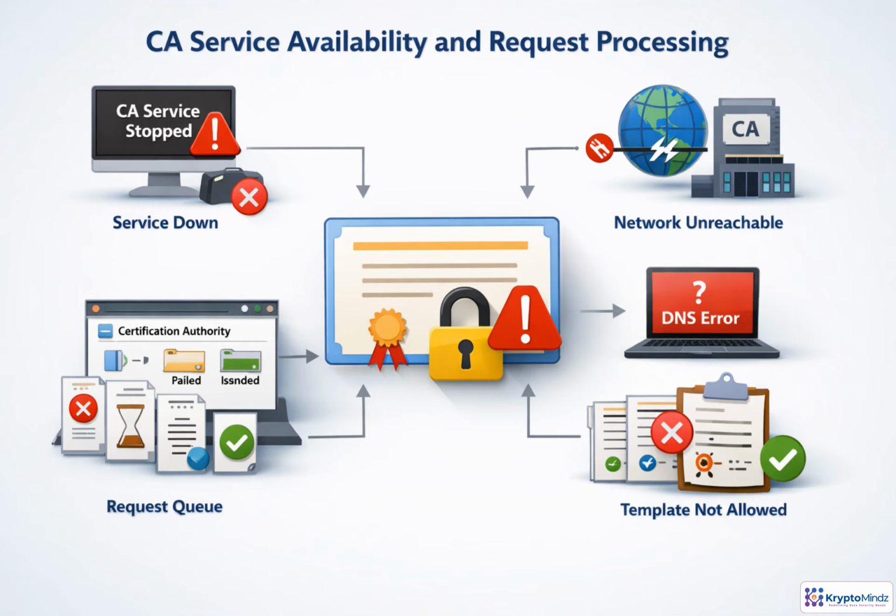When enrollments fail, also verify the CA can actually process requests. Confirm the Active Directory Certificate Services service is running and hasn't crashed or been stopped. Test network reachability and name resolution to the CA's configured hostname. Then open the Certification Authority console and review failed, pending, and issued requests. Finally, make sure the required template is published and allowed for issuance, and perform a quick test enrollment.